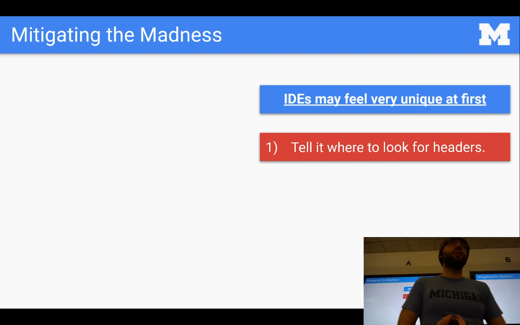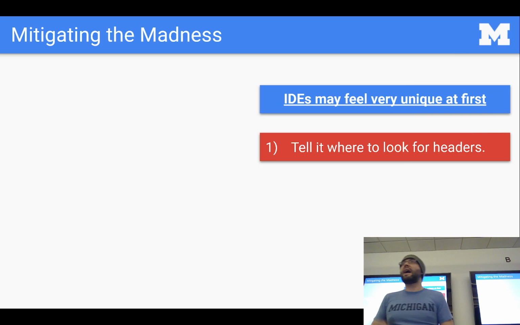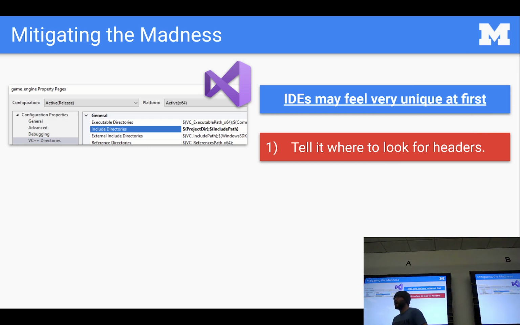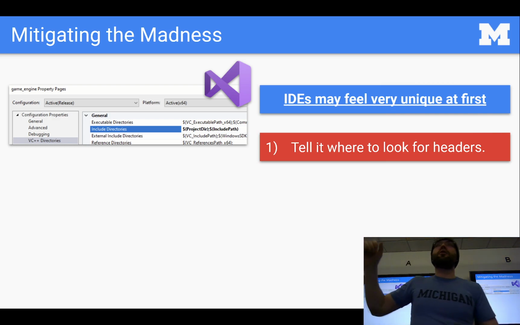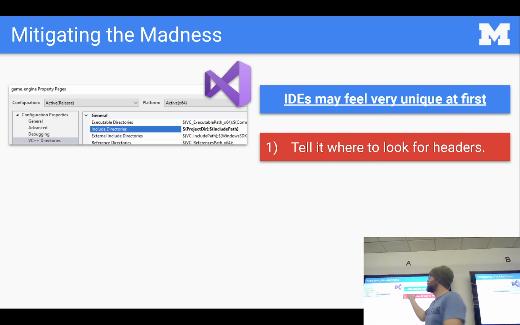look for headers? Okay, include files, your .h stuff, or .hpp, right? In Visual Studio, what you do here is you right-click on the game engine project name in the right-hand Solution Explorer, and you go down to Properties, your project properties. You'll find that your project properties is actually a file on your disk that has basically a bunch of XML with a bunch of these values defined.